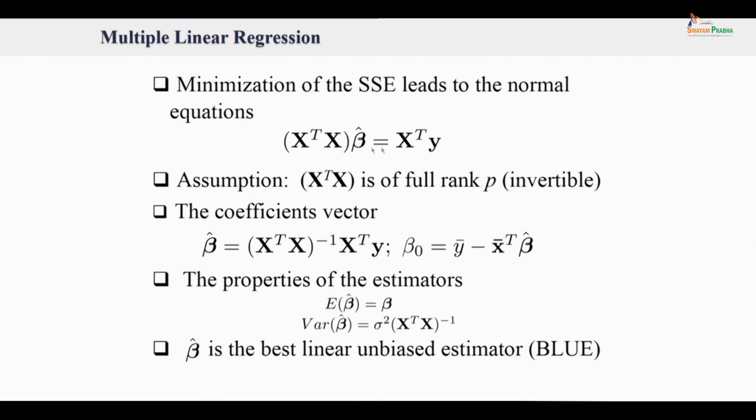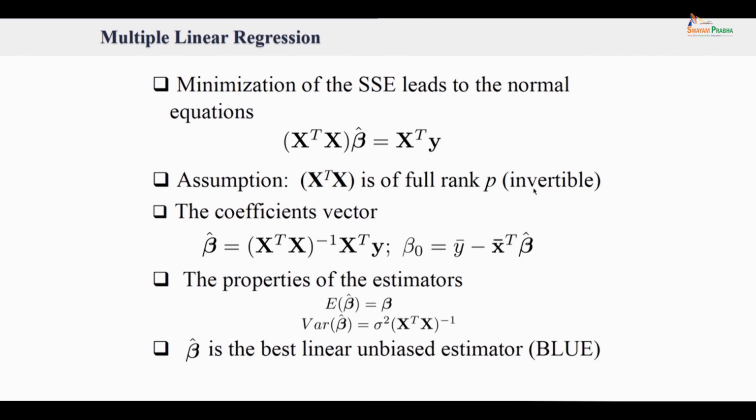So the right hand side is like, if you interpret it as A times x equals b, a set of linear equations, p equations in p variables, which can be easily solved if A is invertible. So we assume that X transpose X is a full rank matrix, invertible.